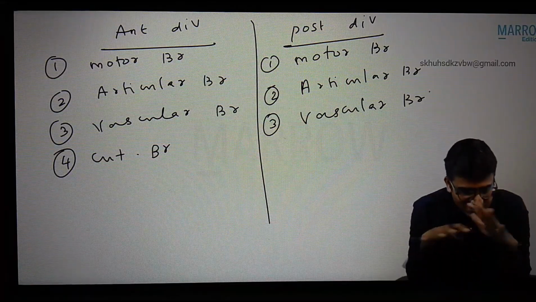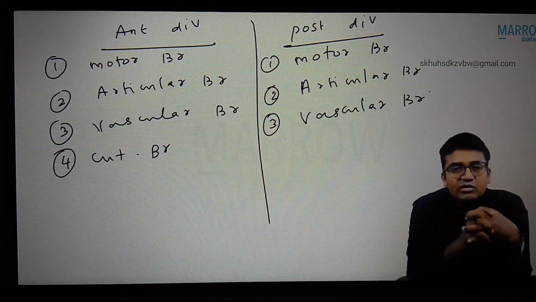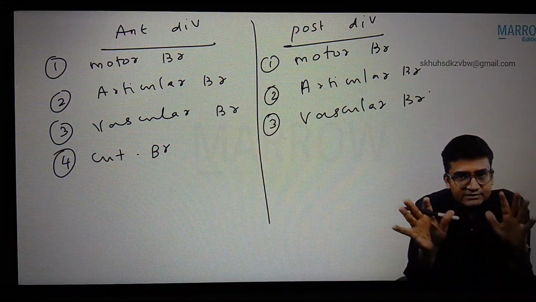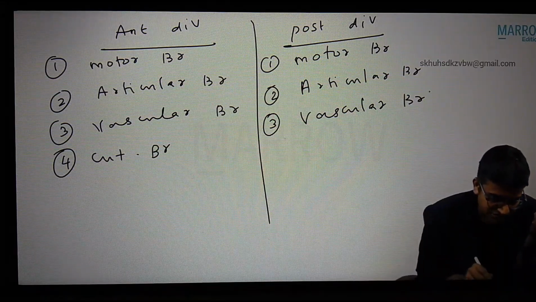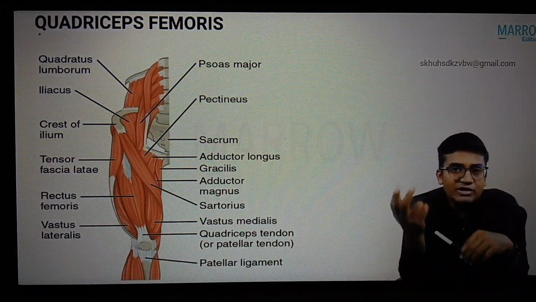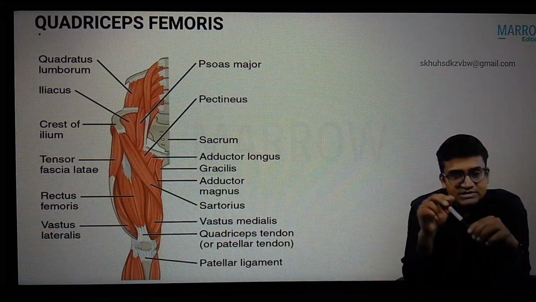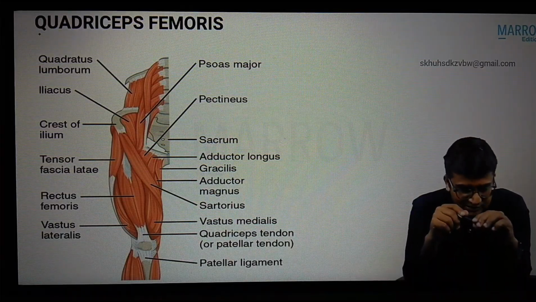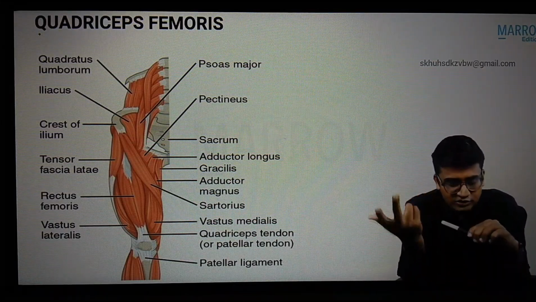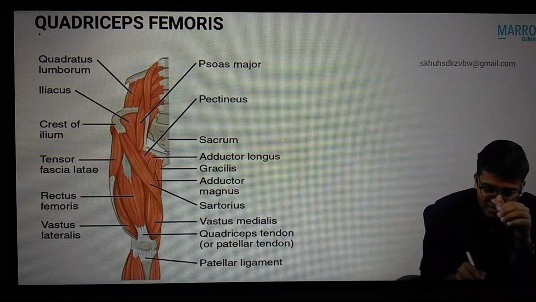Okay, these are some basic points you have to know about the obturator nerve. Next, we're going to see the muscles. Now in the front of the thigh, we're going to discuss two muscles: our quadriceps femoris muscle and the sartorius muscle. See, the name itself gives us a clue.